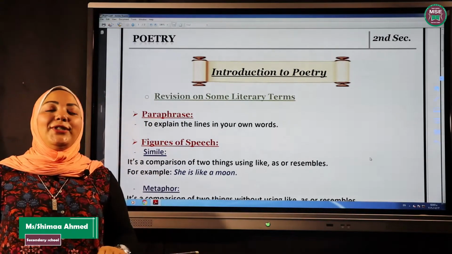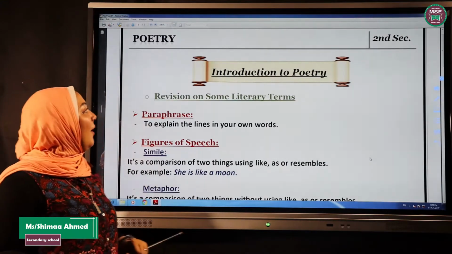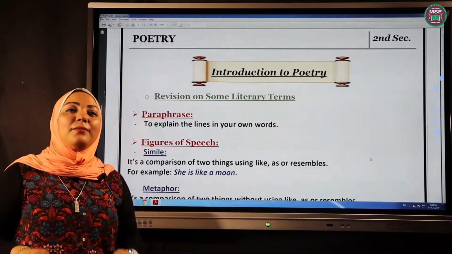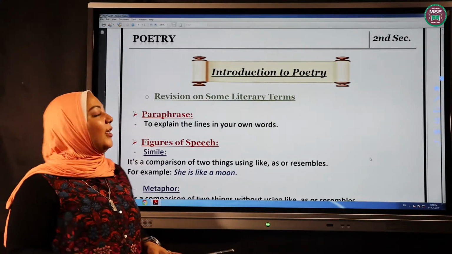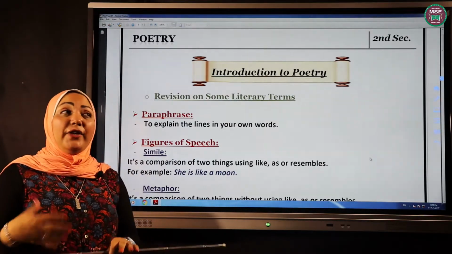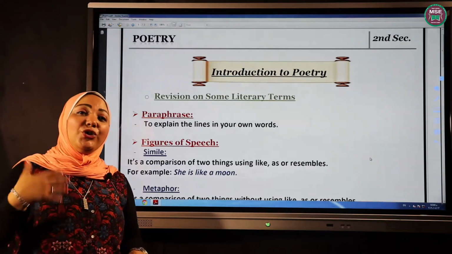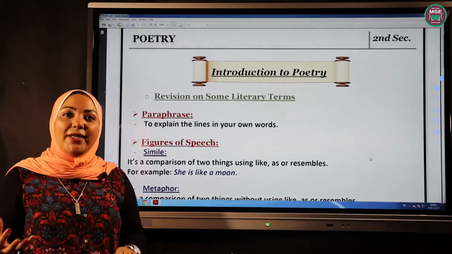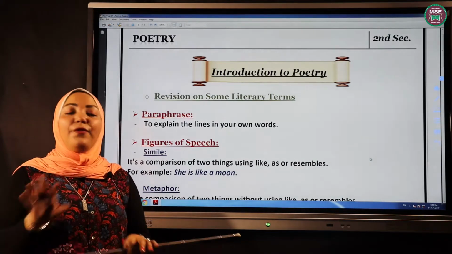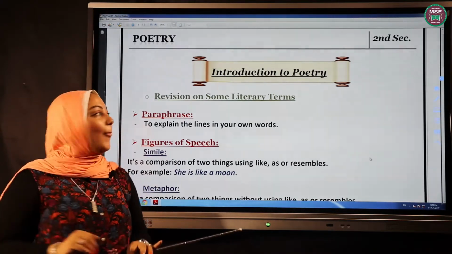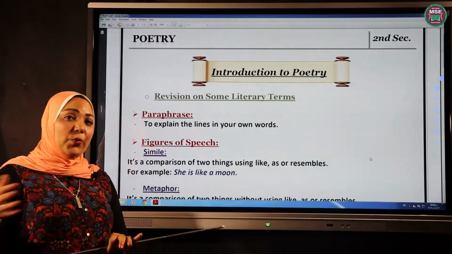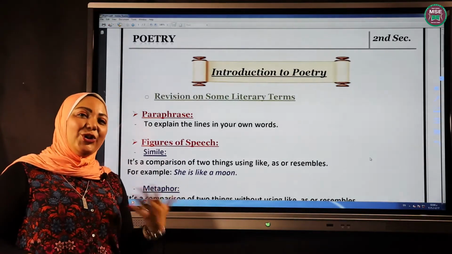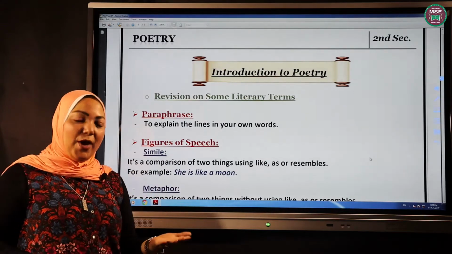Hello, dear students of secondary. Our session today is going to deal with poetry. Actually, we are going to have a kind of introduction to poetry in order to remind you and practice together how to analyze some lines, even if they were unseen ones. Okay, before going on with the unseen poetry, let's revise together some literary terms that are helpful to us.